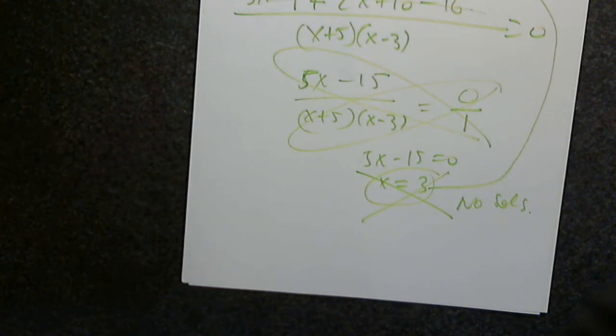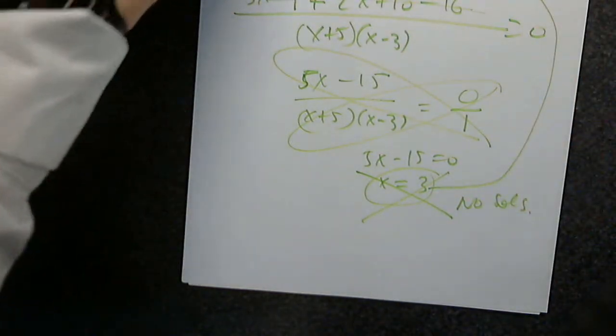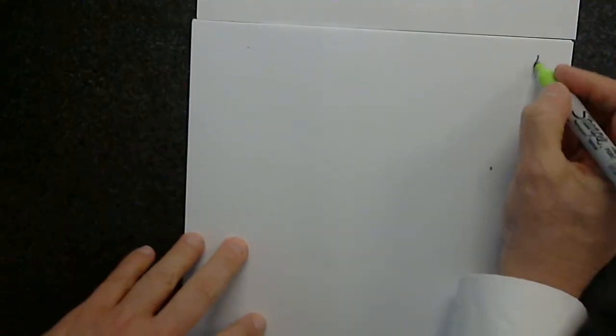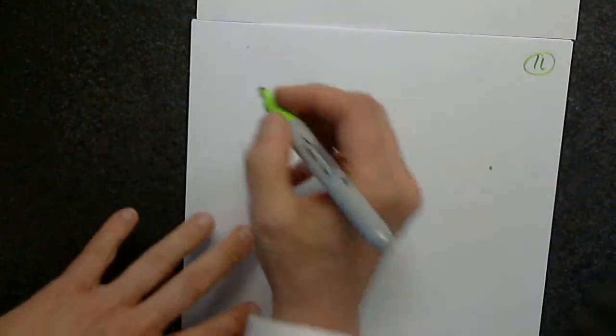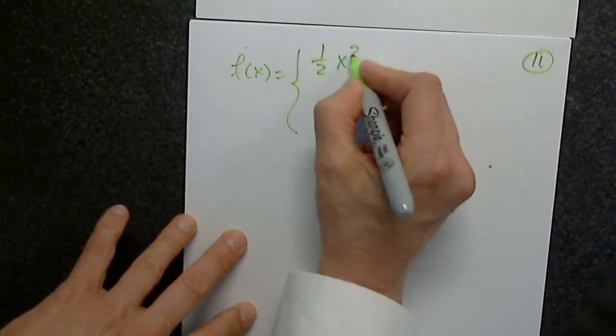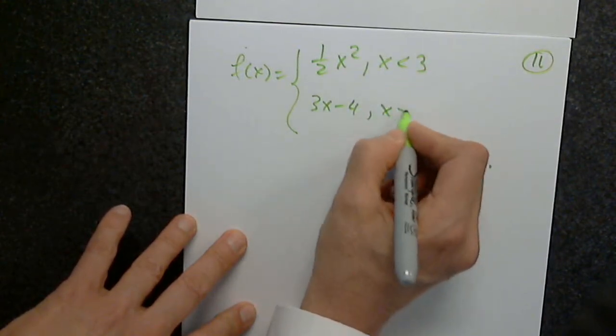Anything else? Yes, of course. So number 7 is a piecewise defined function, very important. We're looking at number 7. And we have f of x equals 1/2 x squared for x less than 3, and 3x minus 4 for x greater than or equal to 3.